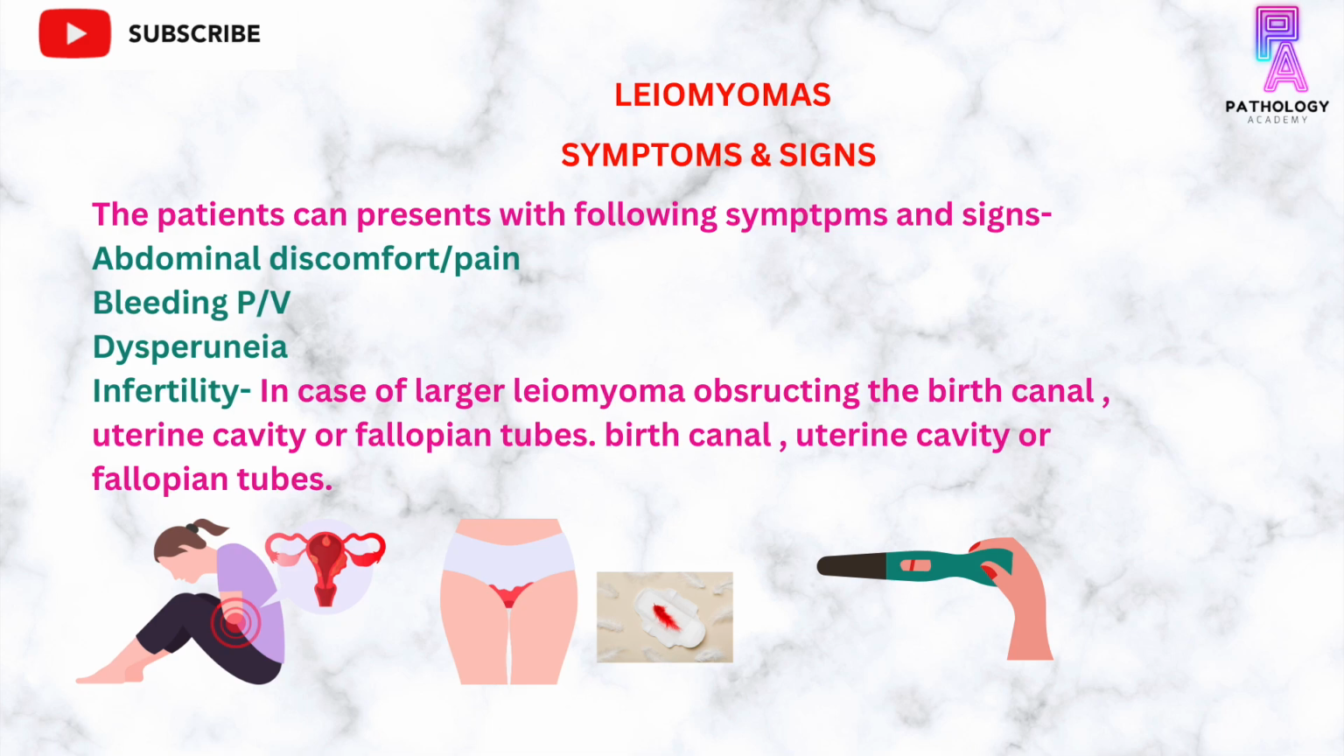Coming to the signs and symptoms of leiomyomas, the patients are females who present with the following symptoms and signs: abdominal discomfort or abdominal pain or pelvic pain, bleeding per vaginum or menorrhagia, sometimes with amenorrhea, dyspareunia, and infertility. In cases of larger leiomyomas which are obstructing the birth canal, the woman will also face infertility. So these are some common signs and symptoms of leiomyomas. I'll repeat it again: abdominal or pelvic pain, bleeding per vaginum, amenorrhea or menorrhagia, dyspareunia, and infertility.